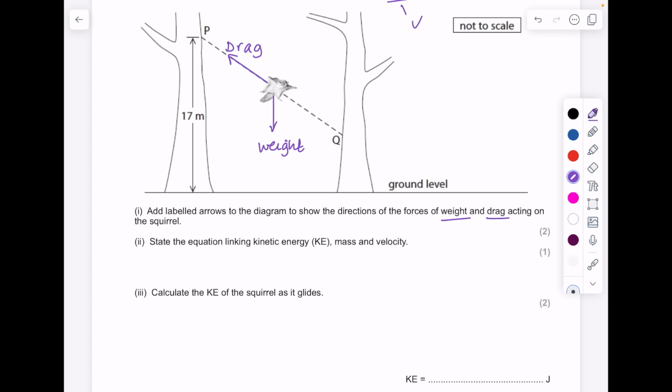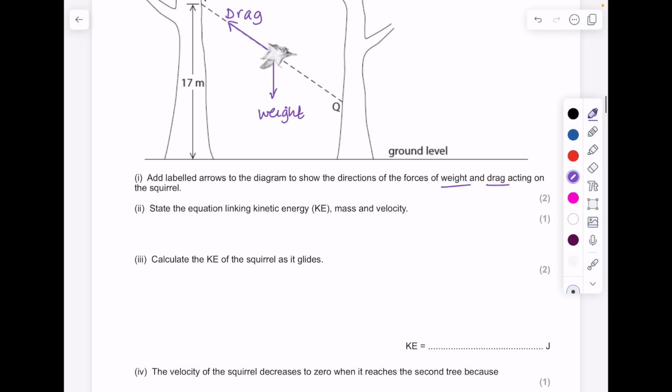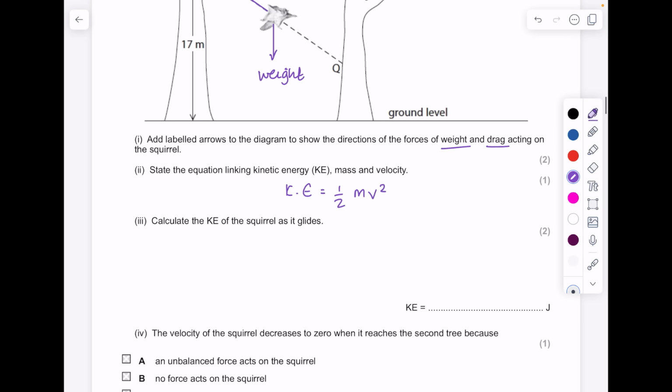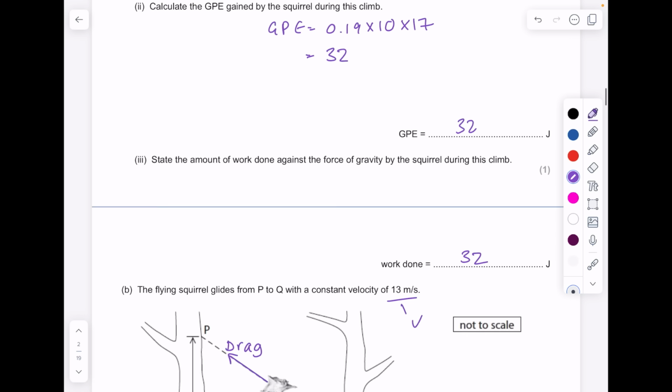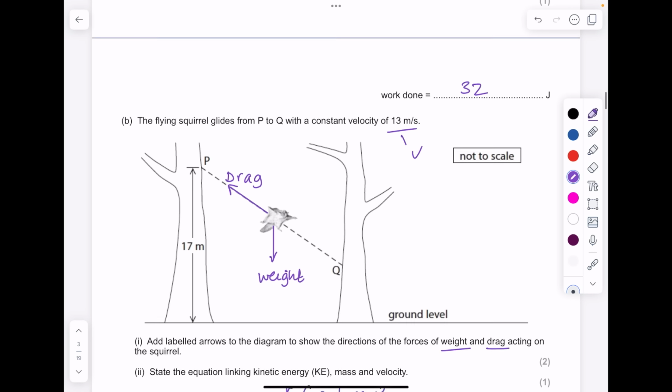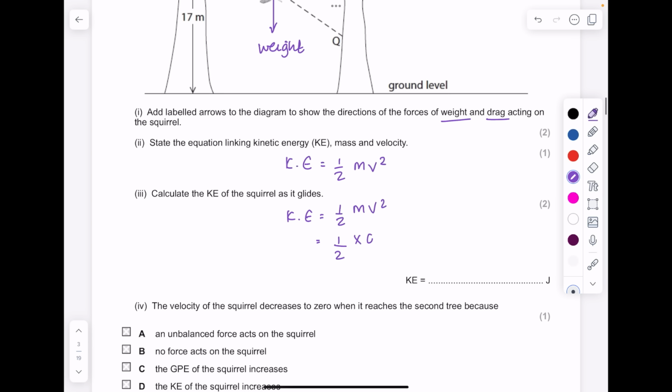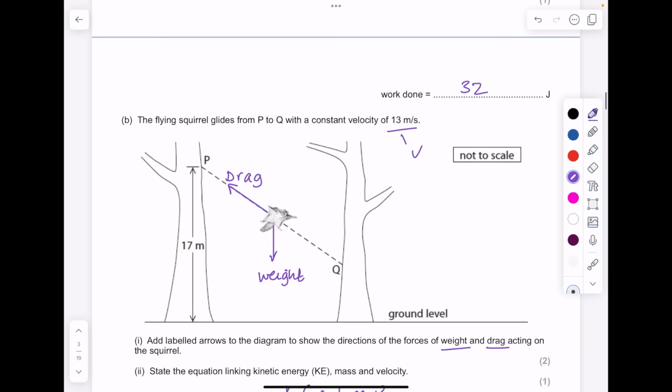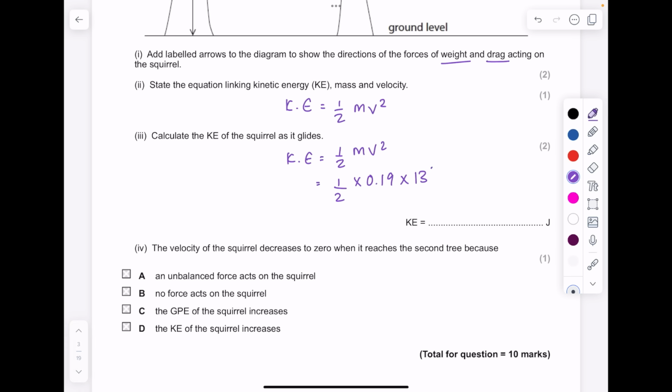State the equation linking KE, kinetic energy, mass and velocity. Kinetic energy is half mass times velocity squared. Calculate the kinetic energy of the squirrel as it glides. So what is the mass of the squirrel? It was 0.19. What was its velocity? Was 13. Put that into your calculator and you'll get an answer of 16 joules.